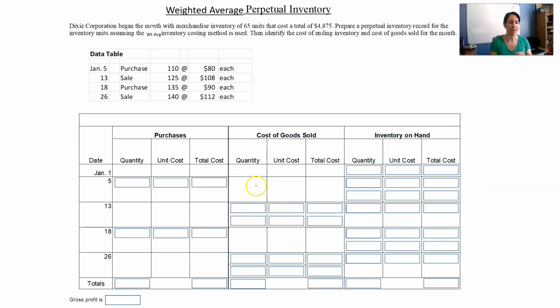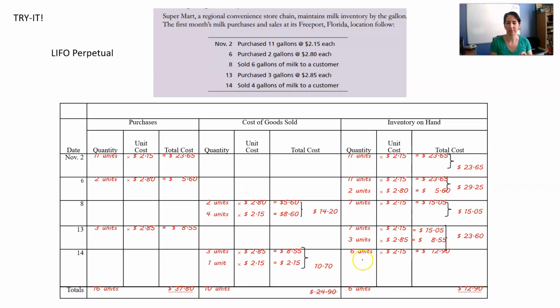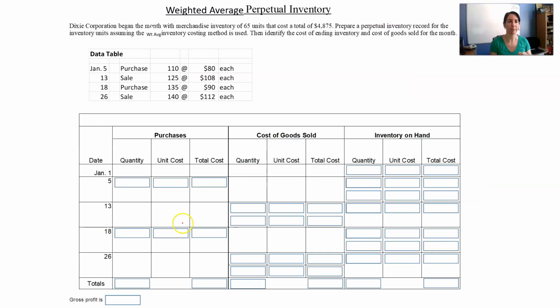All right, so now let's talk weighted. 1290. There's your number. Sorry about the lines through it. It was just weird in the formatting. Let's talk weighted average, the third one.